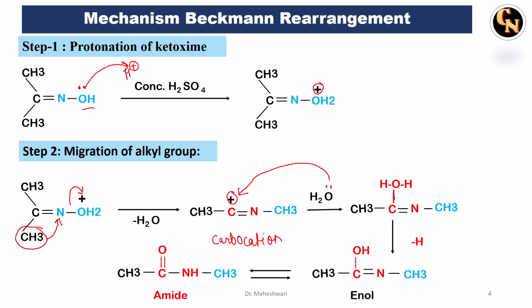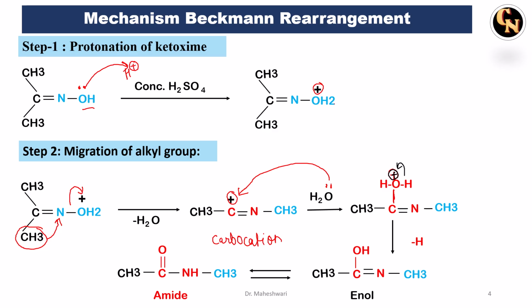Now once this has formed, next step is there is elimination of a proton. As oxygen has made a bond with carbon using its lone pair, it is going to carry a positive charge. So to stabilize this positive charge, the proton is removed. So you can see minus H, and you are going to get an enol formation, that is CH3 C(OH), one of the hydrogens from the water molecule has been removed, double bond N CH3. So this is in the form of enol.